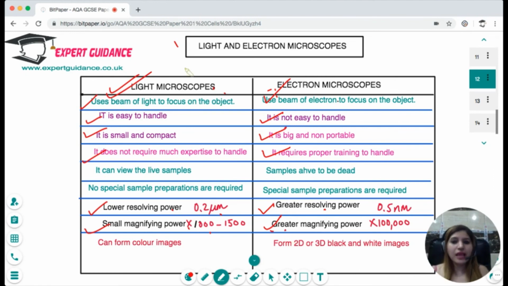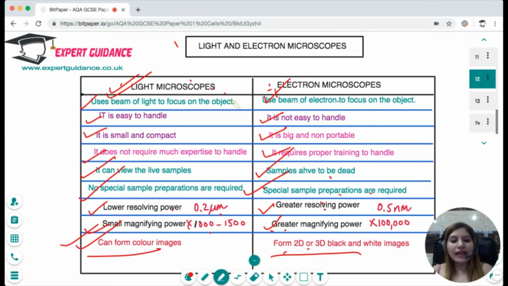But for the light microscopes, you can view live samples and you do not require special preparation of the samples. But for the electron microscopes, the samples have to be dead, and we require some special sample preparation. With the light microscope, we can stain the sample and see the color images. Whereas the electron microscope can form 2D and 3D images, but the images are black and white. Okay, so I hope this difference between the light microscope and the electron microscope is crystal clear to you. Make sure you can write the similarities and the differences between the two.